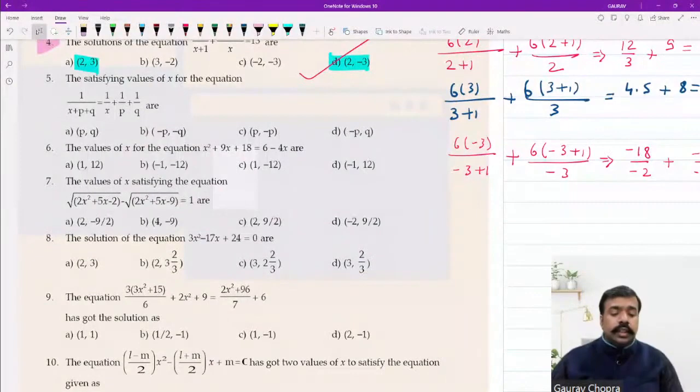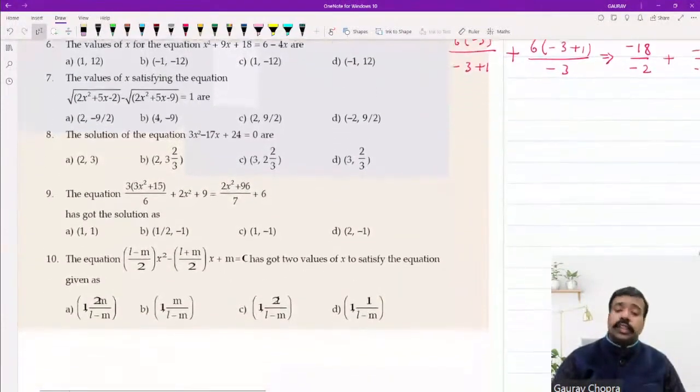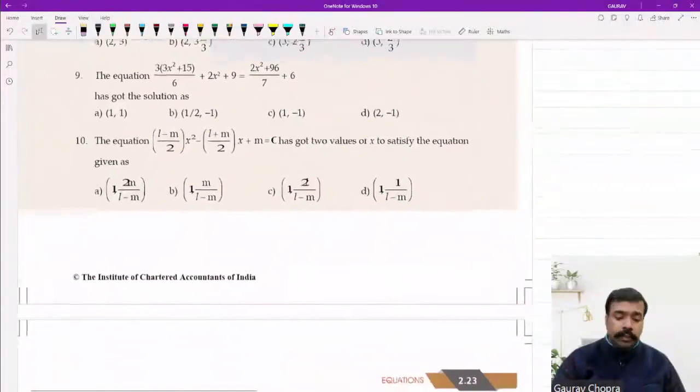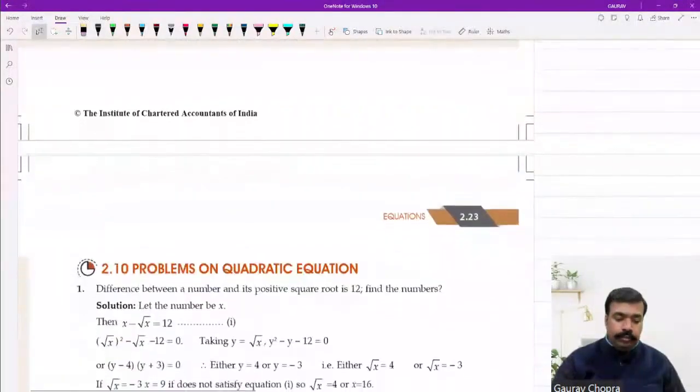So similar is the question number 5 as well as 6, 7. All are having the similarity. We can just substitute the value and check which one is satisfying. So whichever satisfies the equation, that will be correct. All right.